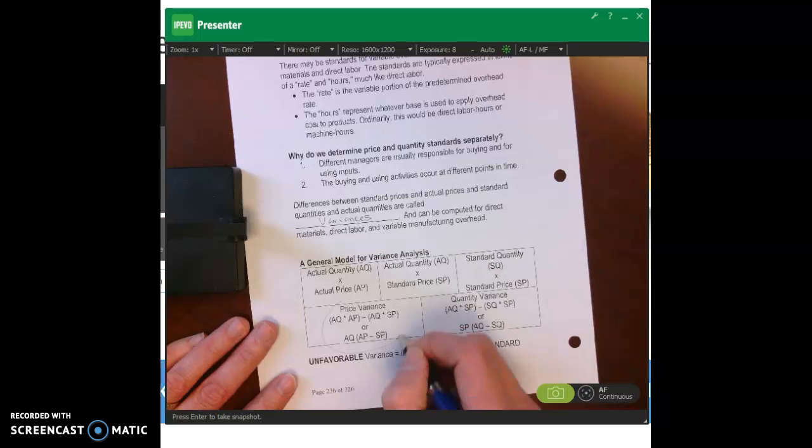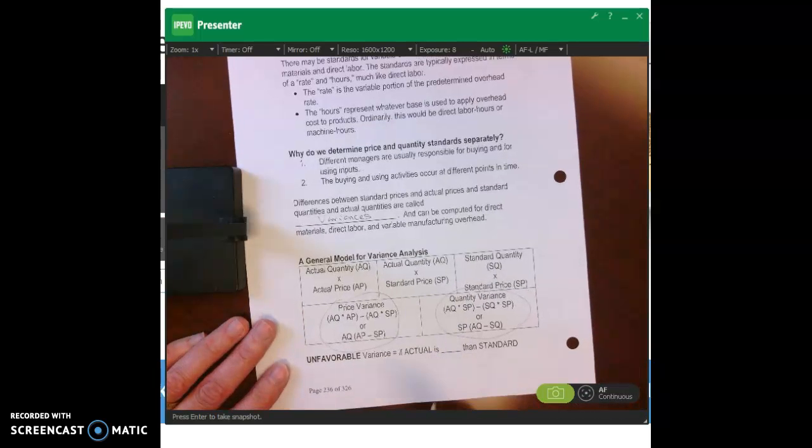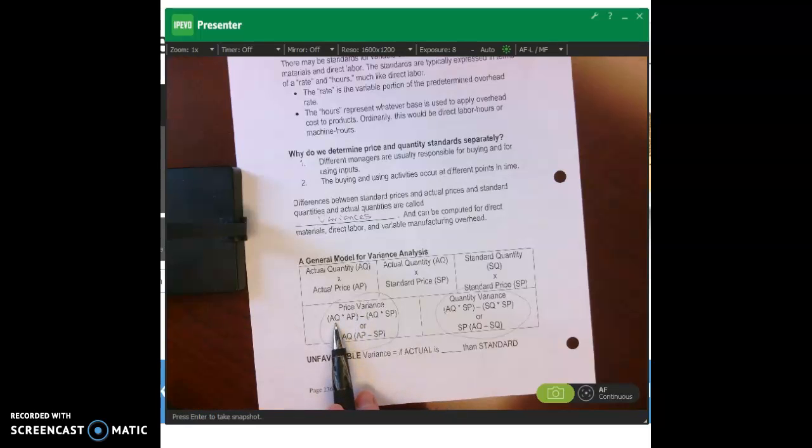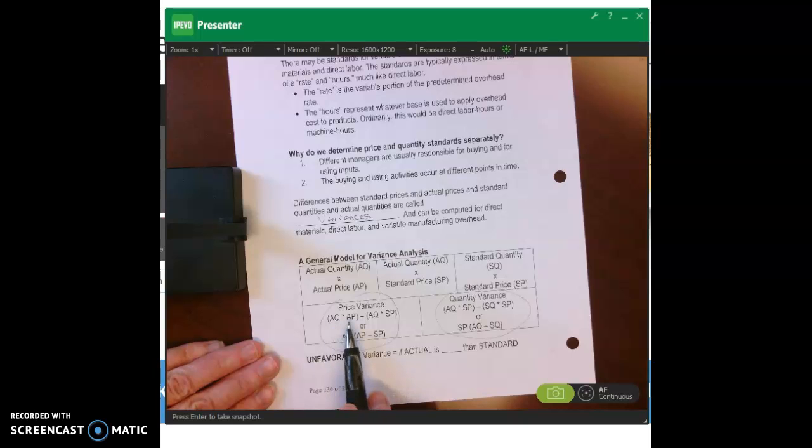Here is our formula for calculating our price variance. This is our formula for calculating our quantity variance. In terms of price variance, we say the actual quantity purchased times the actual price paid minus the actual quantity purchased times the standard price paid, and then you could factor it out and use this equation. In terms of the quantity variance, this is the actual quantity used times the standard price, minus the standard quantity that we should have used times the standard price. Okay?